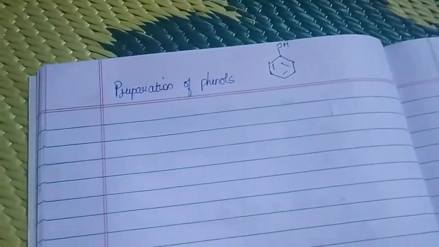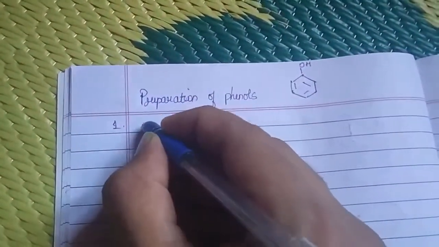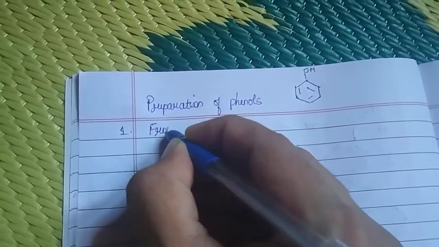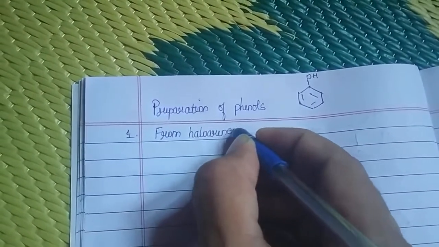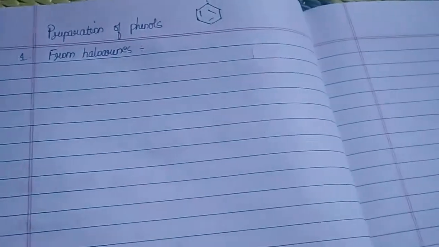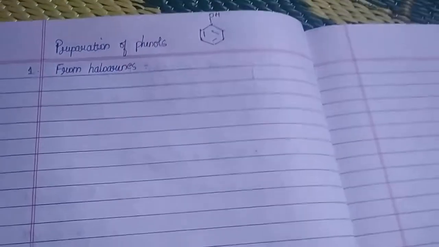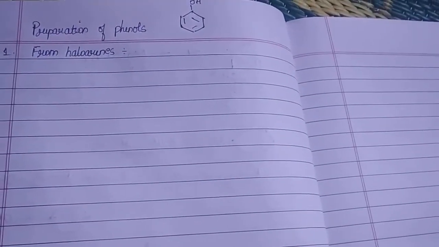So in the preparation of phenol, the first concept we are going to see is how you can prepare phenols from haloarenes. Can you recall something? The same concept we have read in the chapter on haloalkanes and haloarenes, and the same reaction will be seen here. Can you recall that reaction, please? From haloarenes, how can you prepare phenol?